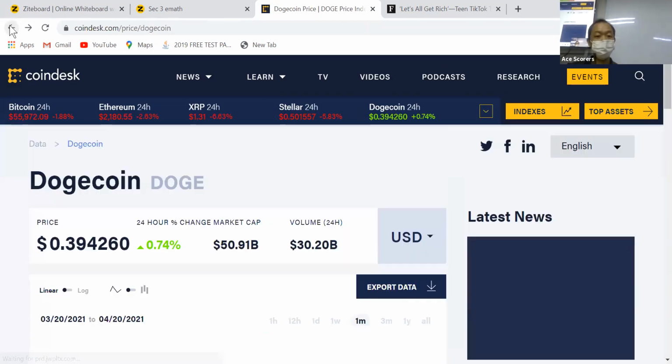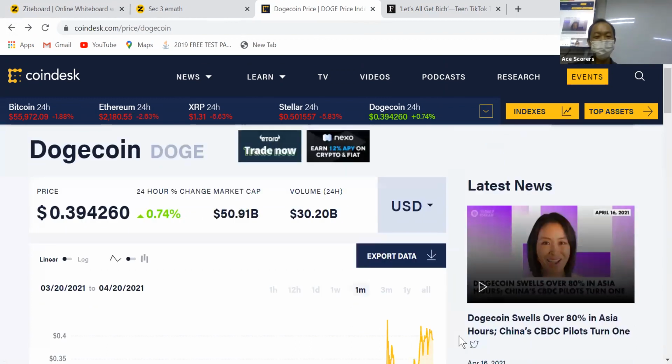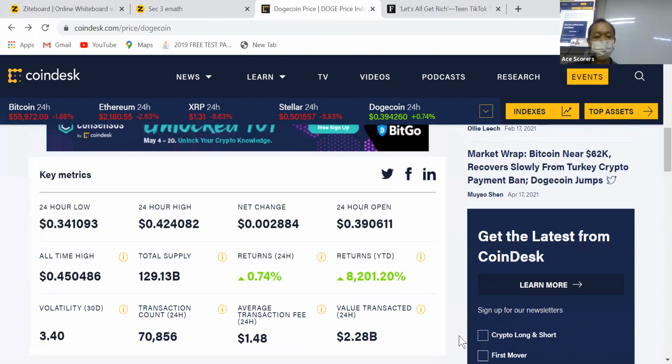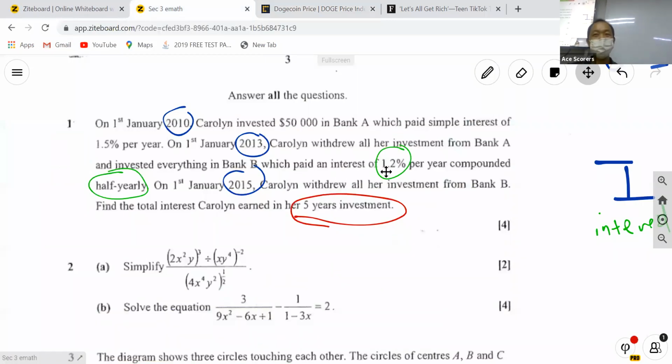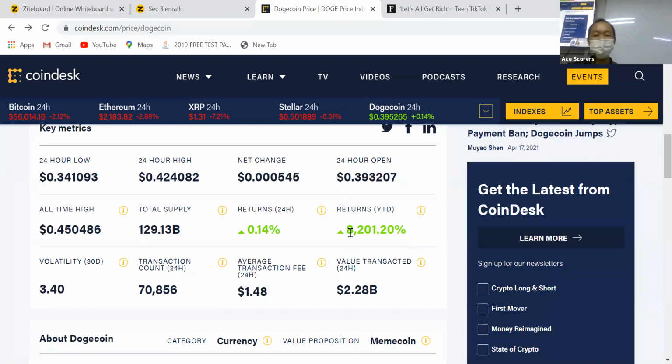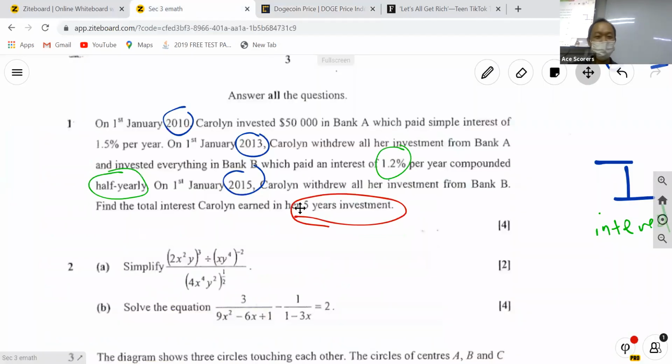Crazy, right? What if you earn money accidentally? Yeah, this is accidental, right? You see, 8,000%, 8,201%. Caroline, earn how much? 1.2. This one, 8,201 in 1 year, right? And she, in 5 years, she made 3,000, right? And she looks to be happy about that.